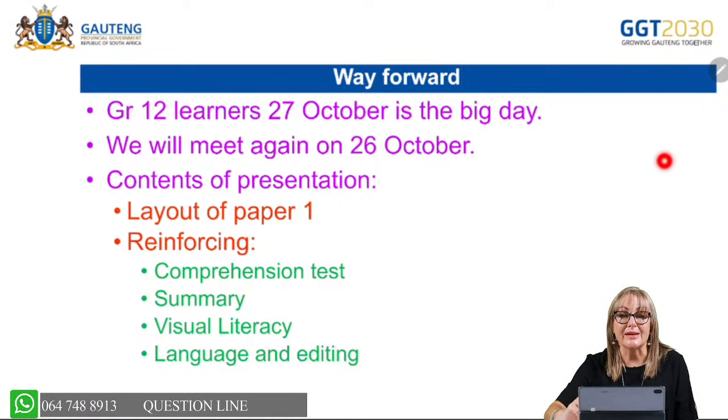We are going to discuss the summary because we haven't done any summary work up to now. So we'll go through the summary with you so that you get your marks for summary. We will just highlight a few pointers for visual literacy. And then we're also going to focus on the language and editing section because that section counts 20 marks and you can easily score good marks in that section. But we don't find that learners know how to respond to those questions very well. So we're going to try and assist you to improve on that aspect as well.